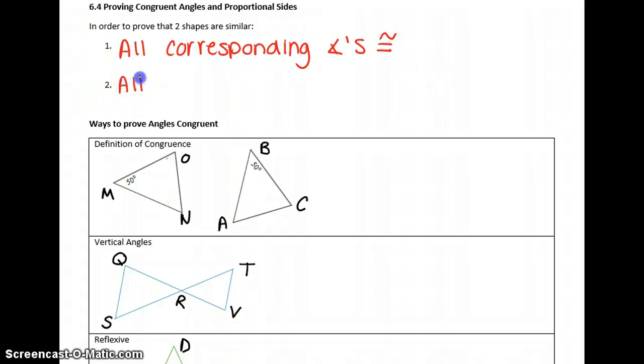In order to prove that two shapes are similar, you need to know two things. First, you need to know that all corresponding angles are congruent. The second thing you need to know or find is that all corresponding sides are proportional.